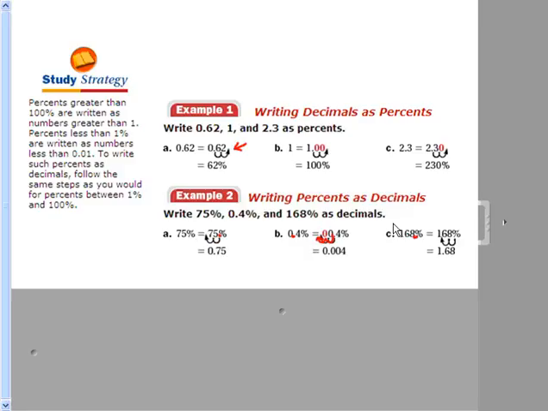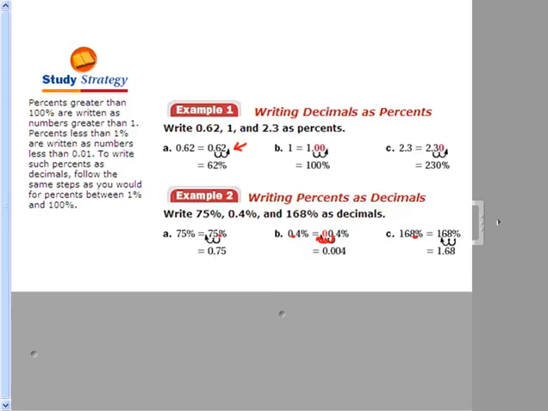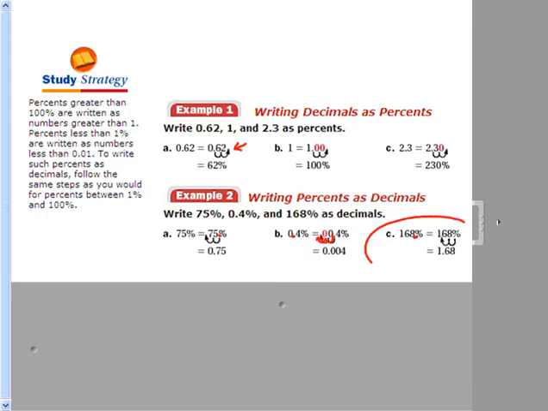Looking over here at the side note, these are often important to read. They can give you good insight into what you're trying to learn. Percents greater than 100% are written as numbers greater than 1. So there's an example over here. Here's in C, we have a percent that's greater than 100%. So the decimal is greater than 1.